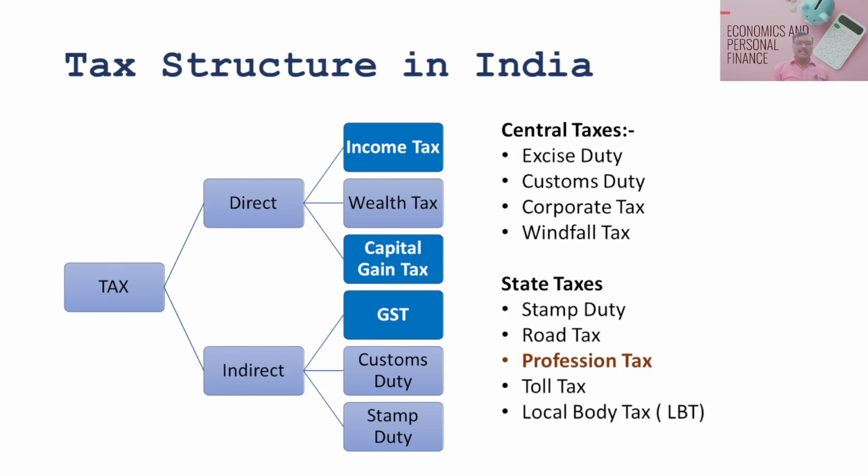On the other hand, in the realm of indirect taxes, we have goods and service tax, that is GST, stamp duty, and customs duty. These are the taxes imposed on goods, services, and transactions. Furthermore, there are a variety of other taxes that contribute to government revenue. These include profession tax, excise duty, toll tax, road tax, and more. These taxes are collected by either the central government or state government. Remember, from cradle to coffin, everything comes under tax.